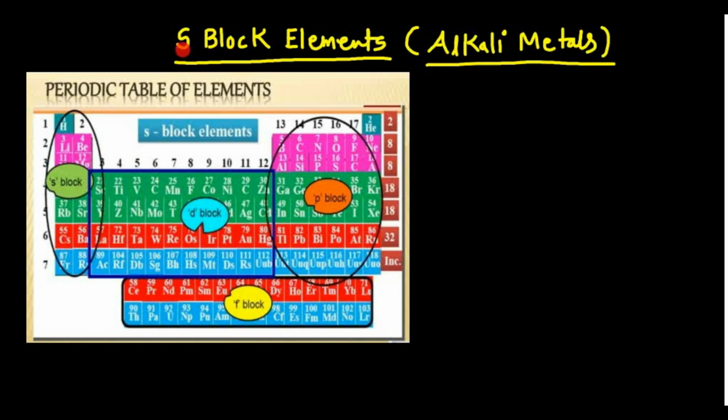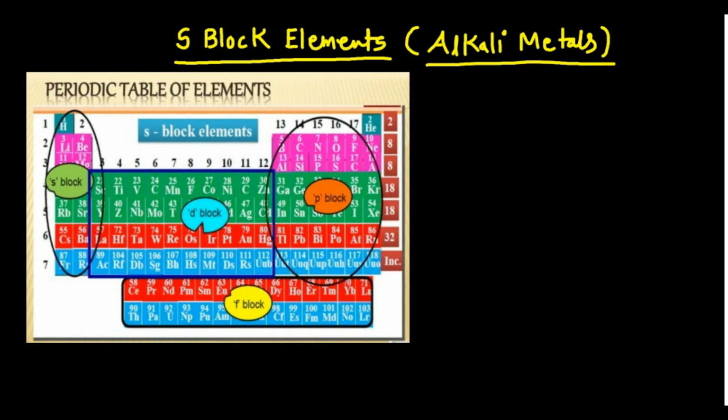So guys, in today's class I am going to discuss the S block elements, which are also known as the alkali metals. These alkali metals, or the S block elements, are placed at the extreme left end of the periodic table. This is their first group, which starts from hydrogen. However, the position of hydrogen is still confusing. So basically we can start with lithium and go up to francium: lithium, sodium, potassium, rubidium, cesium and francium form the alkali metal group.